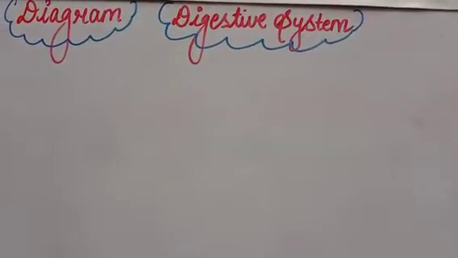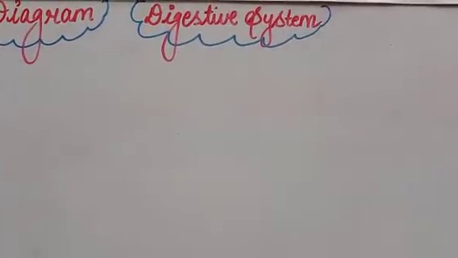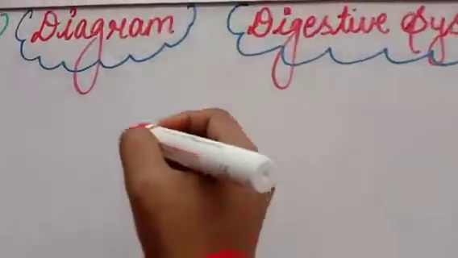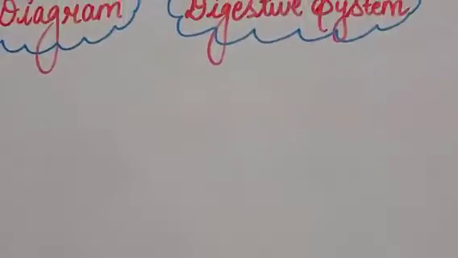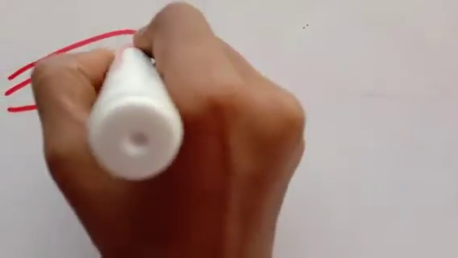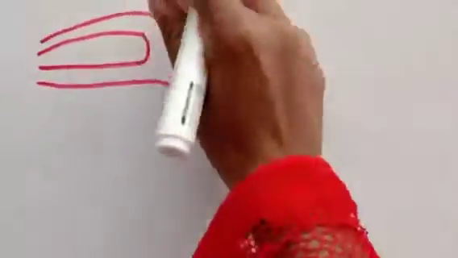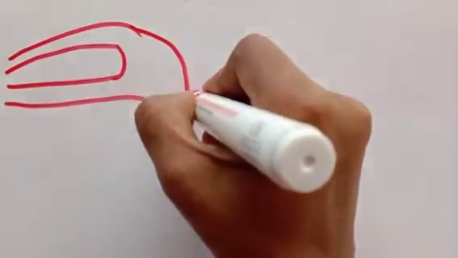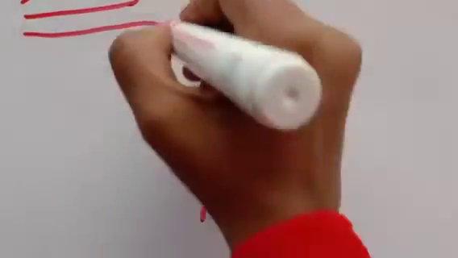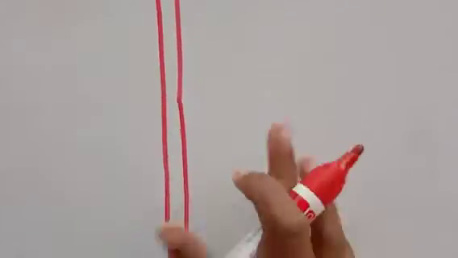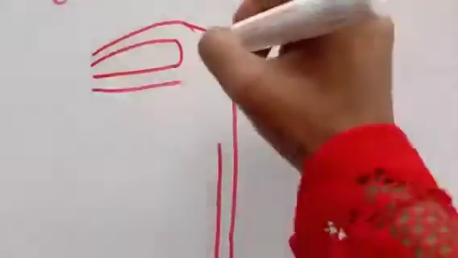Hello, now we are going to draw a diagram of the digestive system. Okay, start making the diagram. First, the windpipe, the nose and the mouth have the same pipe. That is called the esophagus. First we make that. Fine, like this. Okay kids.